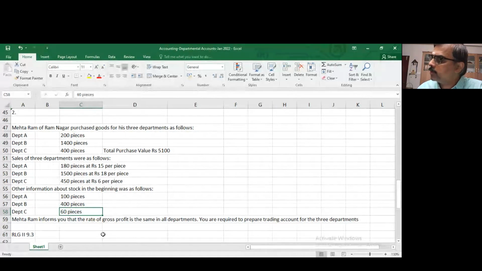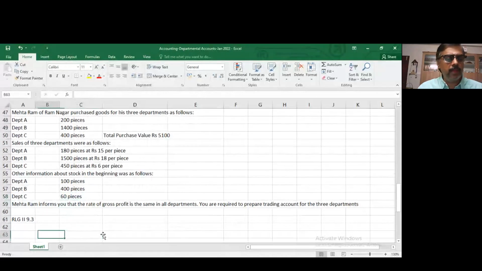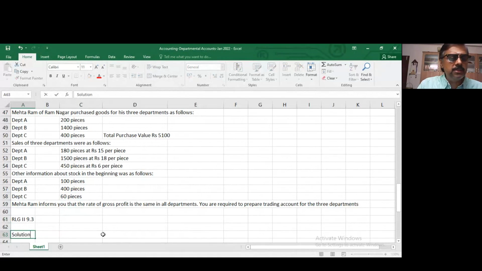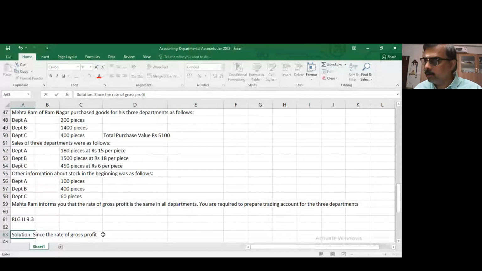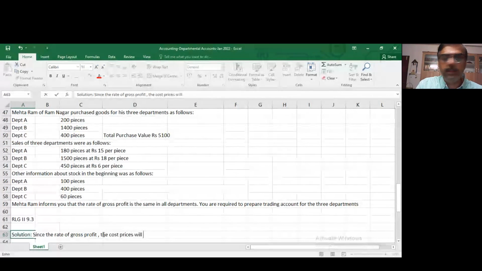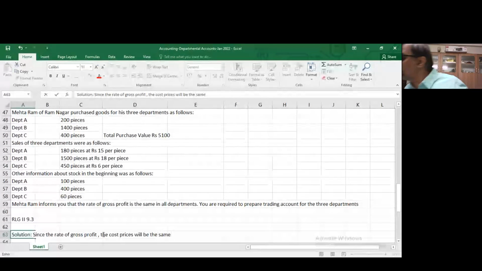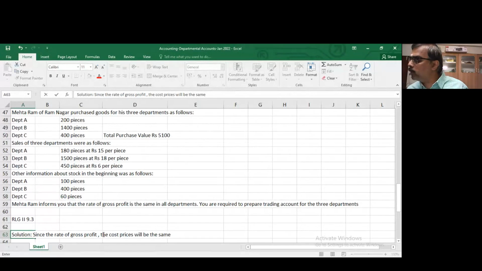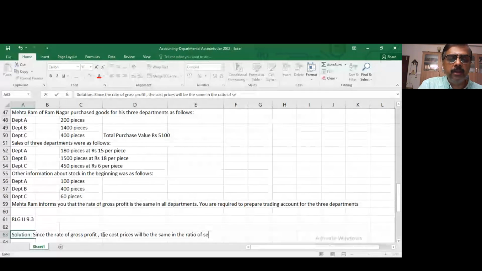Since the rate of gross profit is the same, I'll put a note here, carefully observe. Since the rate of gross profit is the same, that is given in the question, the cost prices will be in the ratio of selling prices. This is an important assumption here.